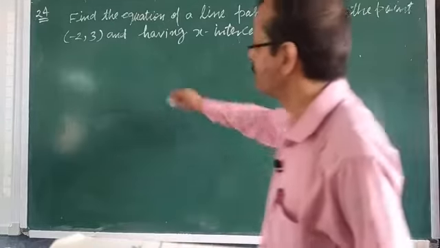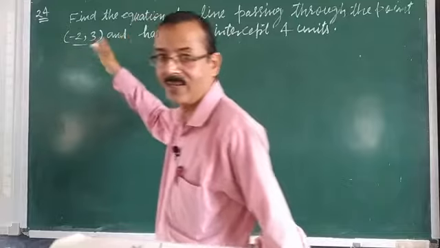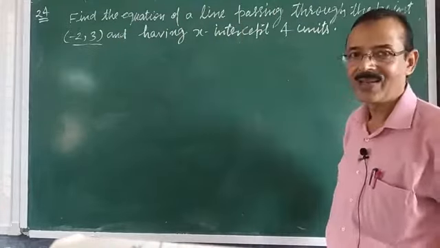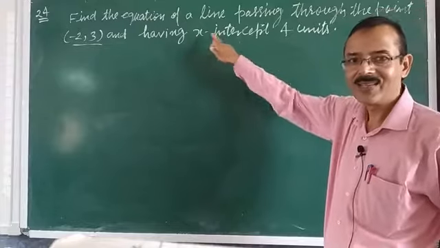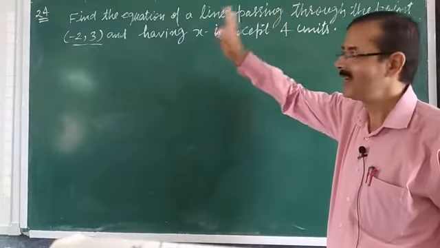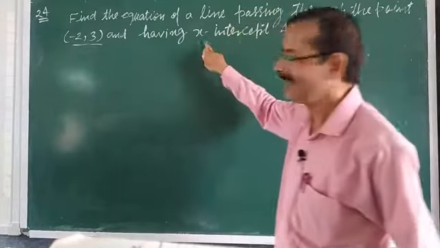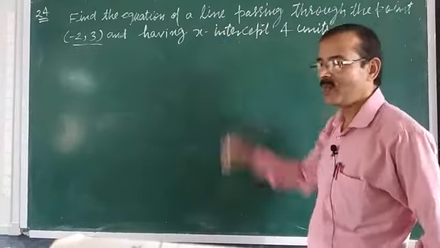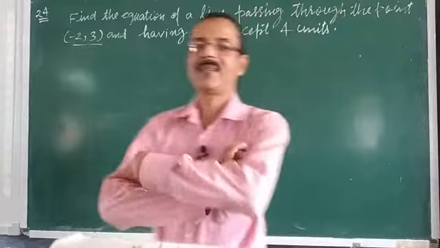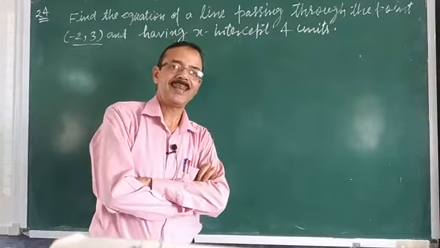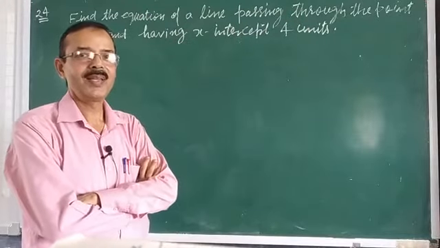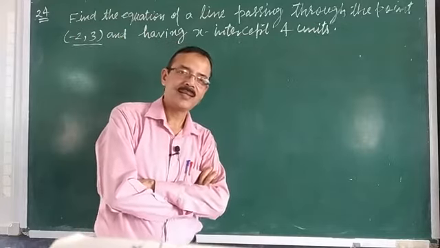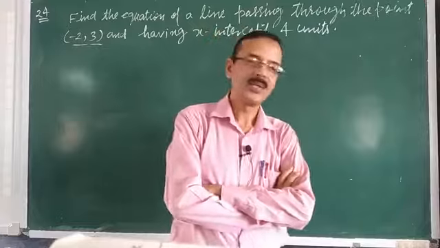Did you understand the question? I think you are familiar with this type of question, where one point is given and an intercept is given. But here, what intercept is given? The x-intercept. Point given, and x-intercept given. So if a line intersects the x-axis, what will be the point on the x-axis? The point will be (a, 0). Why (a, 0)? Because on the x-axis the y value will be 0.